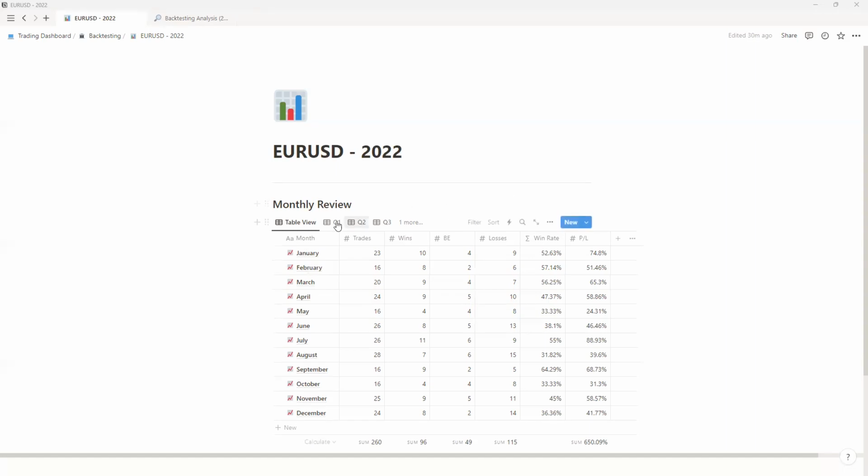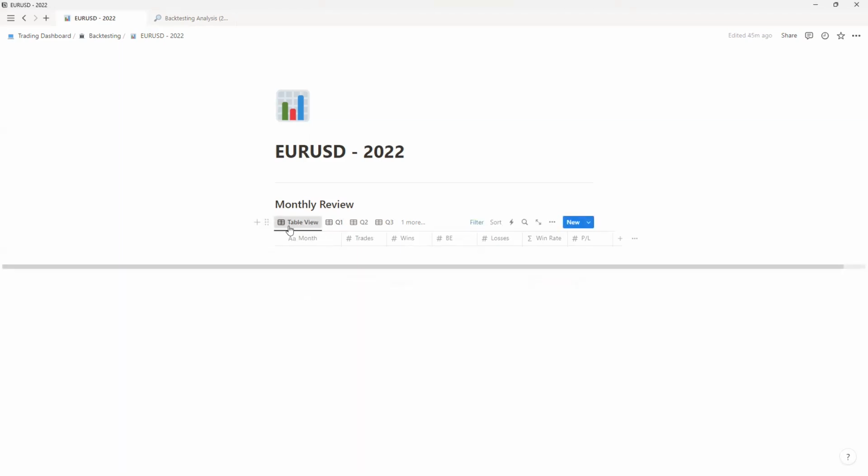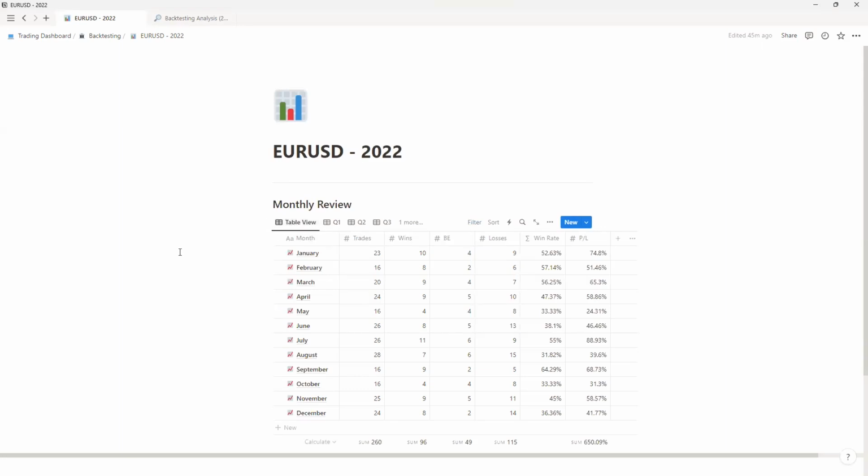Just to note here, I also include some little filters so that you can filter between the quarters, because I obviously like to focus on the longer time frame, and quarterly returns are quite important to me. But otherwise, we will jump into the monthly template. I'll show you how I log the data, and then we can get into actually conducting some analysis on the data.